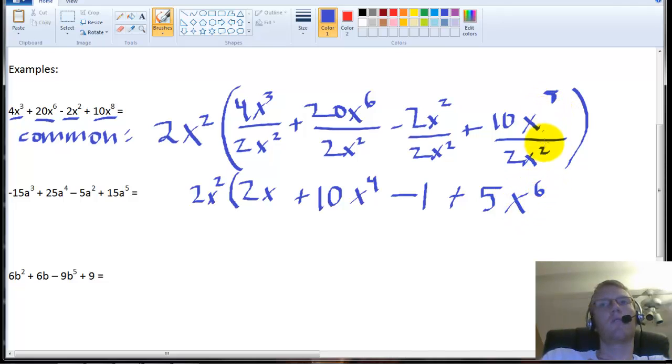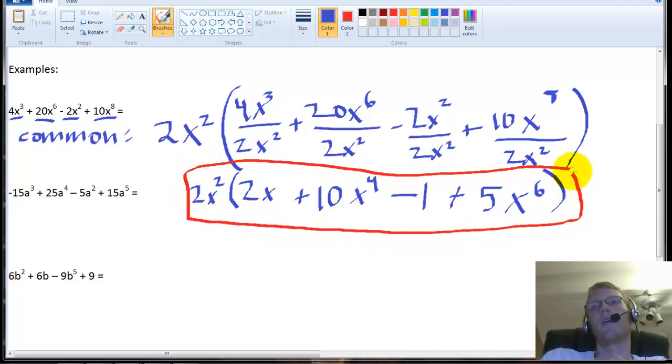Remember, your rule for exponents is you subtract the exponents each time. So this is my answer. I've taken each of these four terms. I've seen that they all have a 2x squared in common. I've divided that out, and now it's factored out to the front, and what's left behind is each of those terms reduced by a factor of 2x squared. If I were to distribute this back in all the way to all four terms, I would recover my original starting problem. So that's a good way to check your answers, actually.